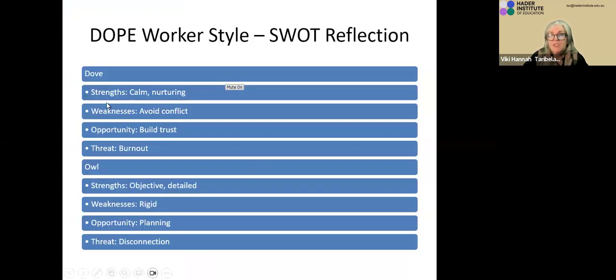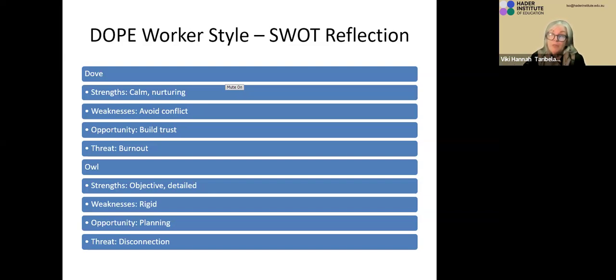So the dove strengths are calm, nurturing. Their weaknesses might be that they avoid conflict. Opportunity builds trust. And their threat could be that they burn out more because they feel it more. That empath stuff is that someone can tell a story and you may wear it like another skin. You need to have those rituals to unpeel that. Journal keeping is the best way to go. Put your thoughts down on paper.